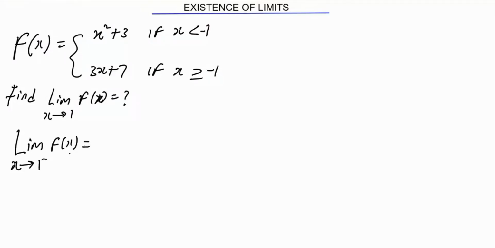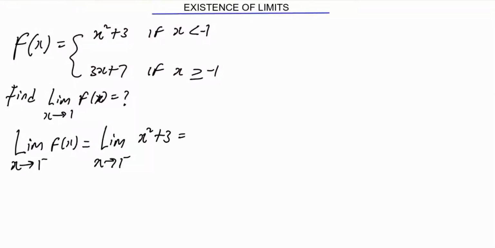Now, if I should ask you, which f of x will you pick here? Remember, if x approaches negative 1 from the left, I'm looking at the values of x that are less than negative 1. And here is where I have less than negative 1. So f of x here is what? x squared plus 3. So I have the limit as x tends to negative 1 from the left of x squared plus 3.